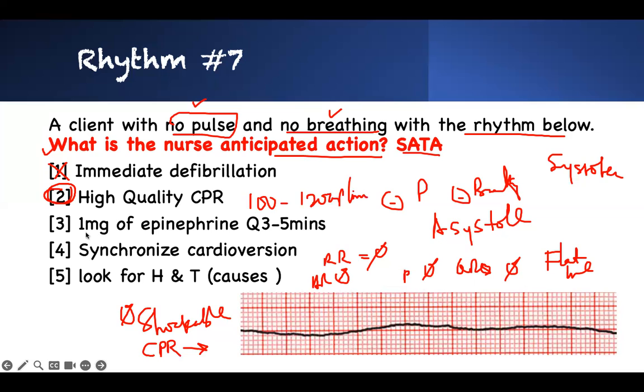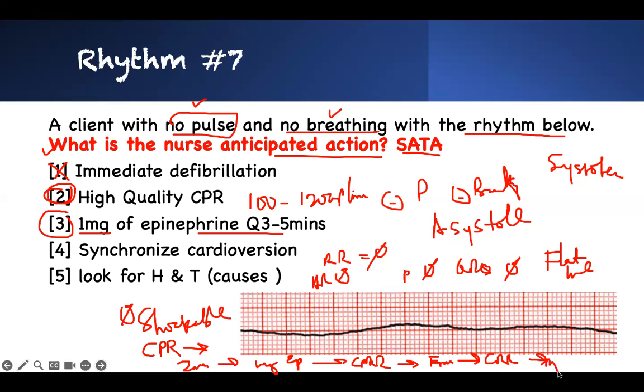Okay. 1 milligram of epinephrine every 3 to 5 minutes. Yes, that. So you do CPR for 2 minutes. You check the rhythm and you give them 1 milligram of epi, and you do another 2 minutes of CPR. You check the rhythm. If they're still in asystole, another epi. If after 2 rounds they're still the same, you do CPR and you change your medication.